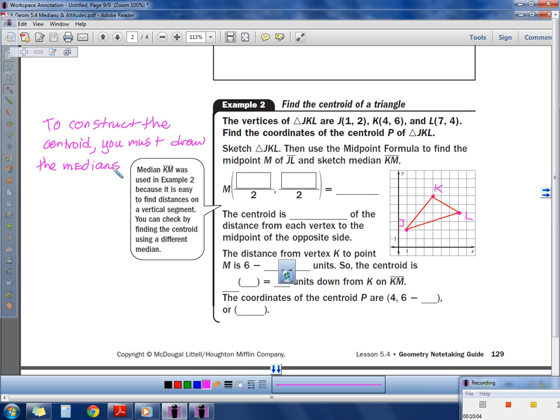So once again, how do we draw the medians? From where to where? Vertex to opposite midpoint. So I want to go from vertex to opposite midpoint. I need my midpoints though. I must have my midpoints. Some of them are easy, some of them are not. So here's what you can do. We have formulas to calculate the midpoint. The midpoint formula is this: x1 plus x2 divided by 2, y1 plus y2 divided by 2. That's what we're going to do for this. So we're going to find the midpoints of each of these sides.